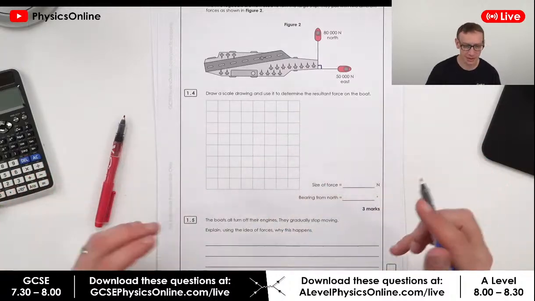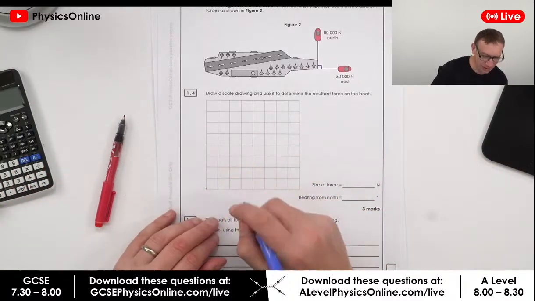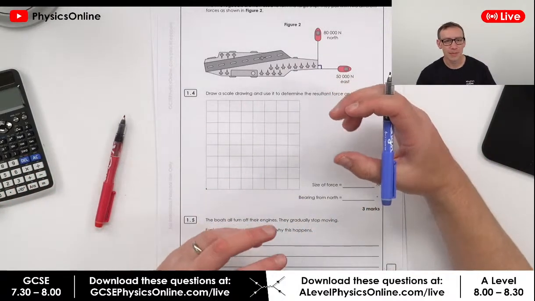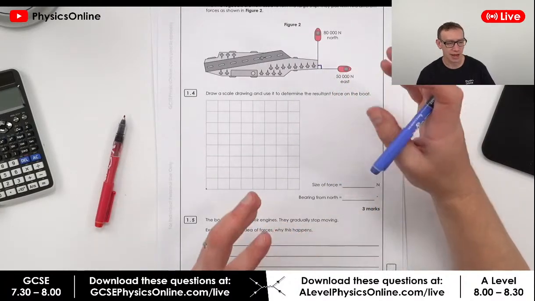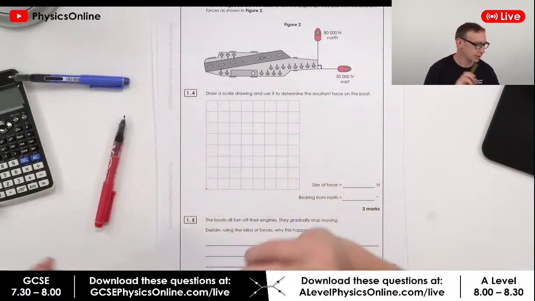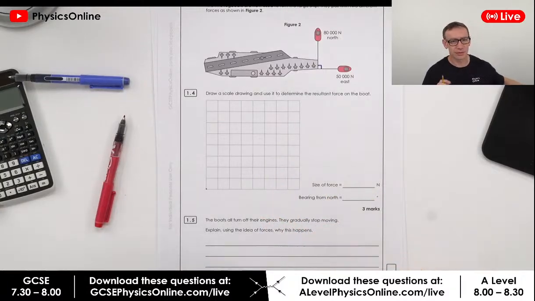We happen to have a grid here, and I'm going to start at the bottom left-hand corner. And we're going to represent each of these forces with a vector arrow. I'm going to do it in pencil first of all, in case I make a mistake, and I'm going to use a ruler.